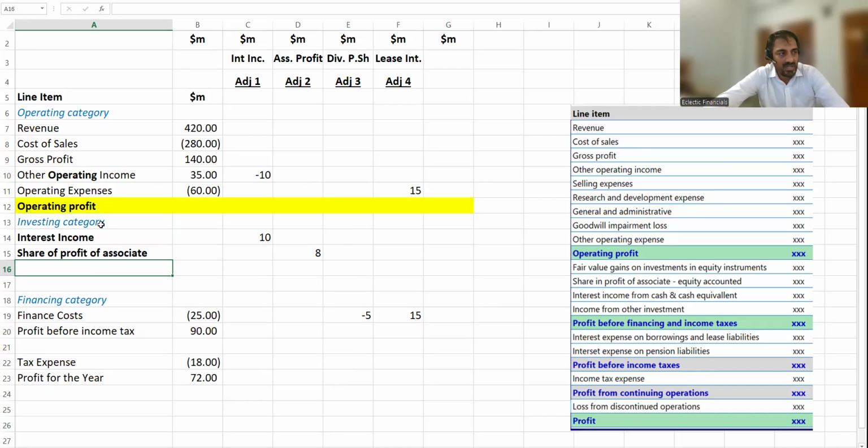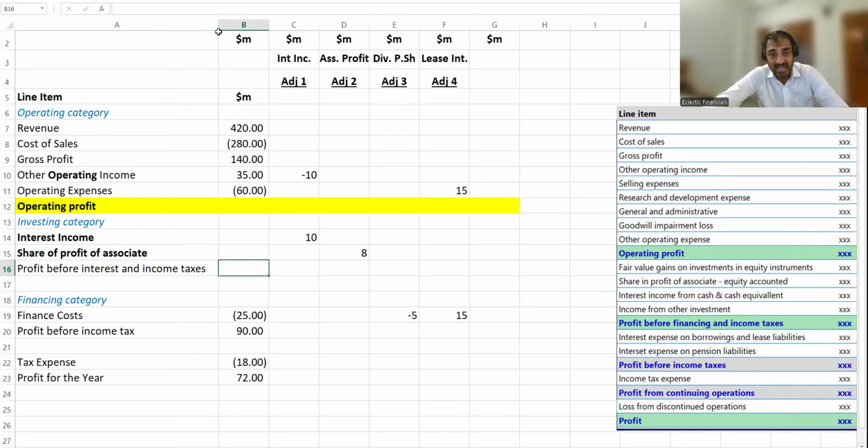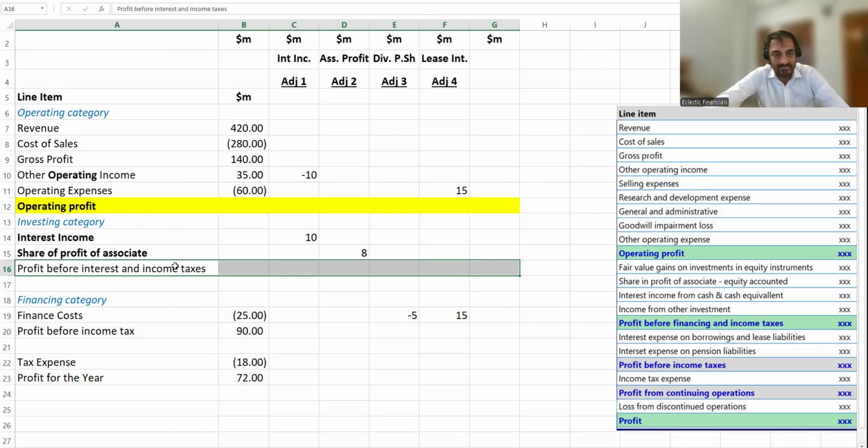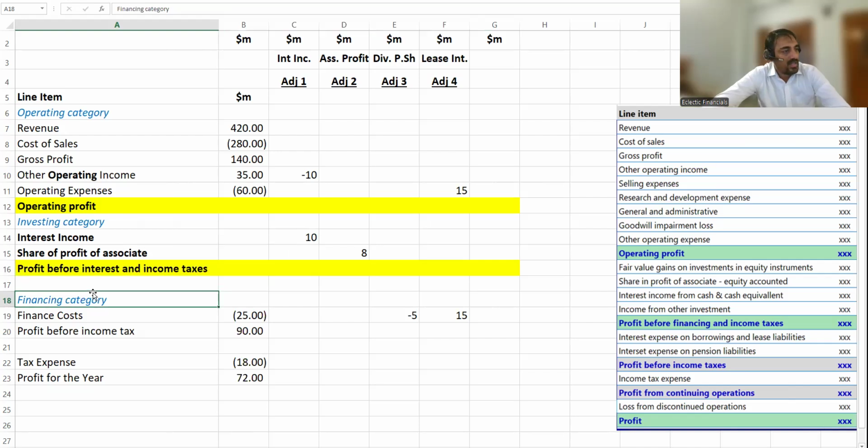Further, profit before, that's also mandatory, total before interest and income taxes. Don't use the word only tax, use the word income taxes. That's what we will use here. Okay.